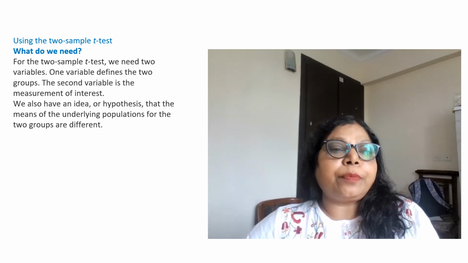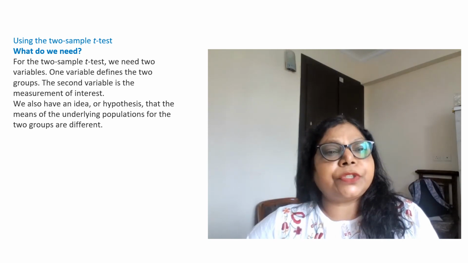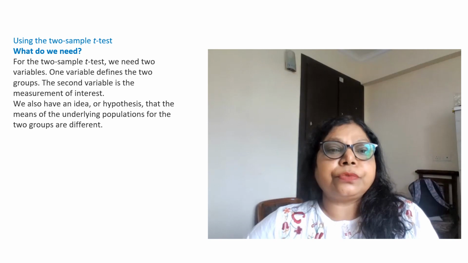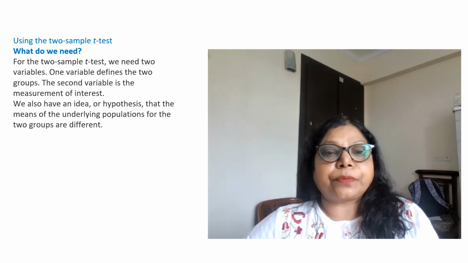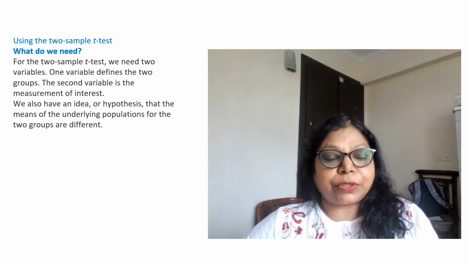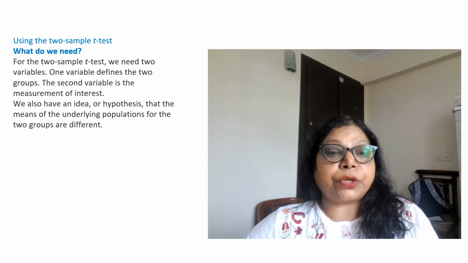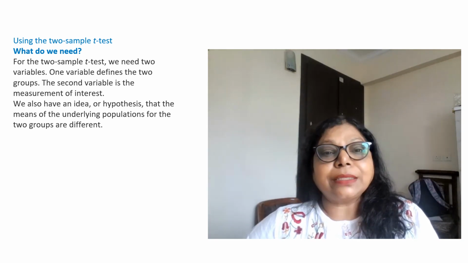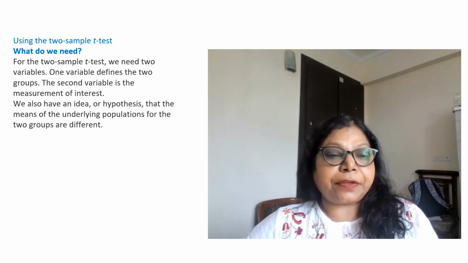Before proceeding, what are the things we need to know? For the two sample t-test, we need to have two variables. That is the first prerequisite. One variable defines the two groups, and the second variable is the measurement of interest. We should also have an idea or hypothesis which we want to accept or reject. That is, the means of the underlying populations of the two groups are different.